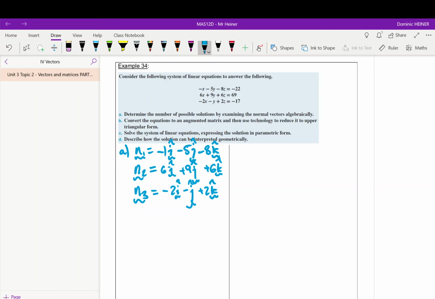So that means that the planes are not parallel. So no parallel normal vectors, therefore no parallel planes.